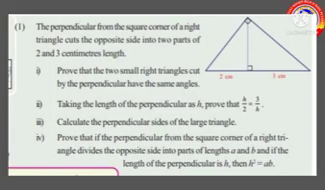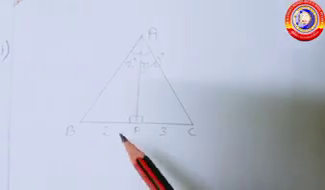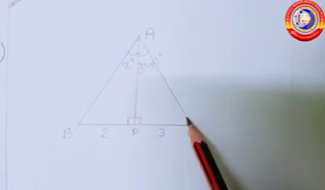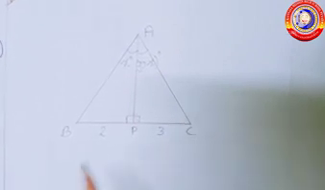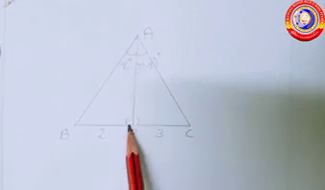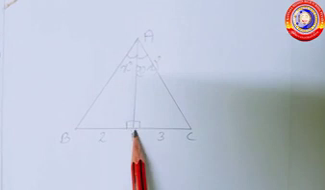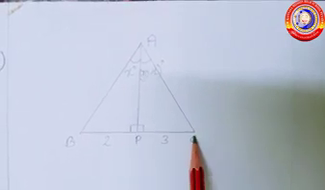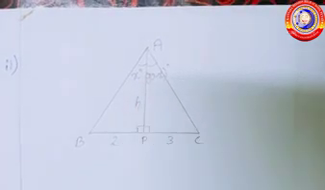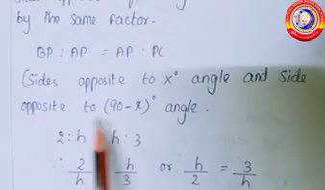Okay children, let's prove the second part of the question. Taking the length of the perpendicular as h, prove that h by 2 is equal to 3 by h. Since in triangles with the same angles, sides opposite to equal angles are scaled by the same factor, BP is to AP is equal to AP is to PC. That is, side opposite to x degree angle and side opposite to 90 minus x degree angle.